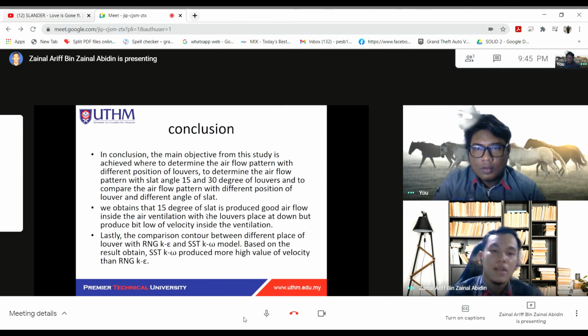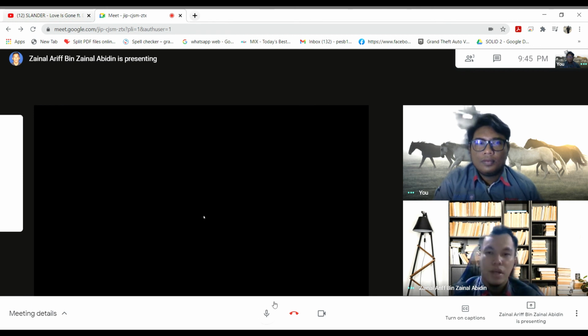And lastly, based on the comparison of contours between the different places of the louver, RNG k-epsilon and SST k-omega models, SST k-omega produces higher velocity values than RNG k-epsilon. That's all from us.